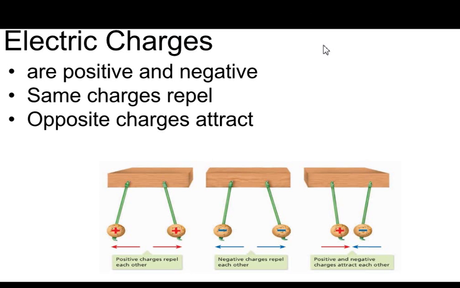If the charges are the same, two positives or two negatives, they are going to repel each other. So you can see these diagrams right here. Two positive charges are going to push away from each other. Two negative charges are going to push away from each other. If I have opposite charges, they're going to pull towards each other. So a positive and a negative.